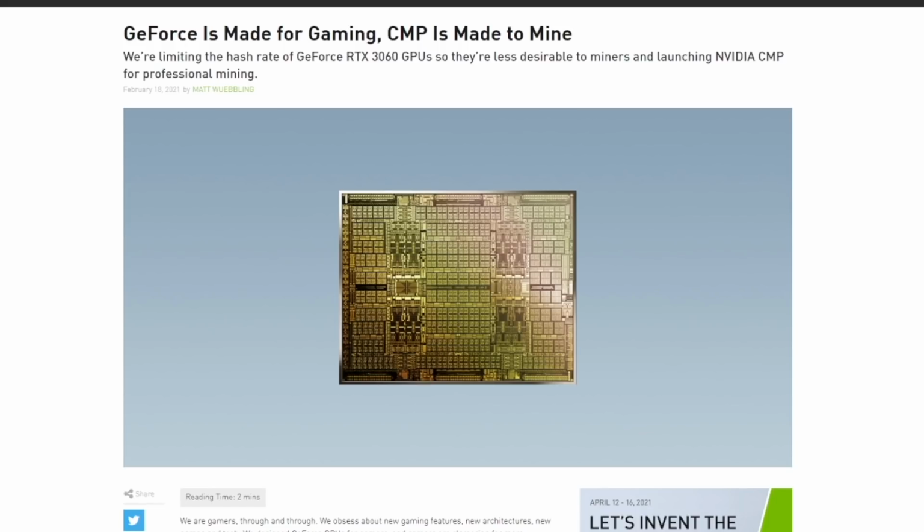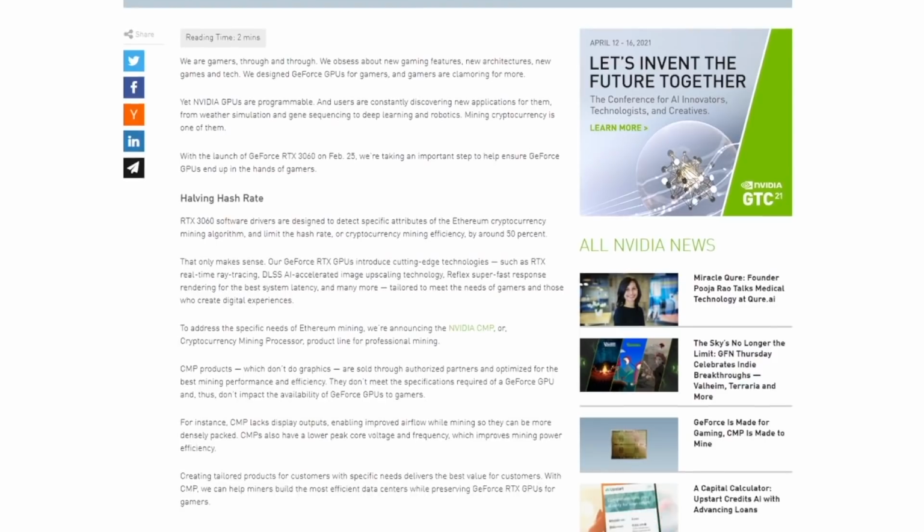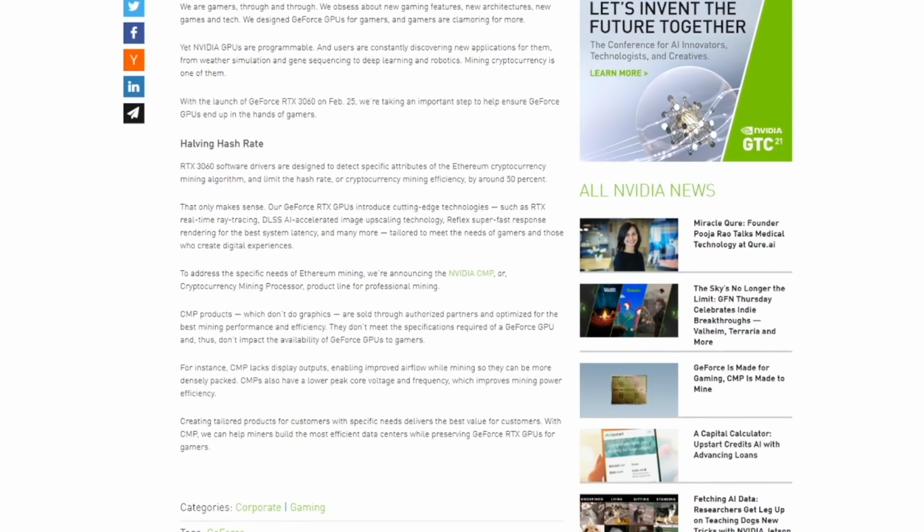So with all that in mind, NVIDIA put out a statement today. Let me read it to you. It's pretty short, so stick with me here. It says, "We are gamers through and through. We obsess about new gaming features, new architectures, new games, and tech. We design GeForce GPUs for gamers, and gamers are clamoring for more," obviously because you can't get these GPUs right now.